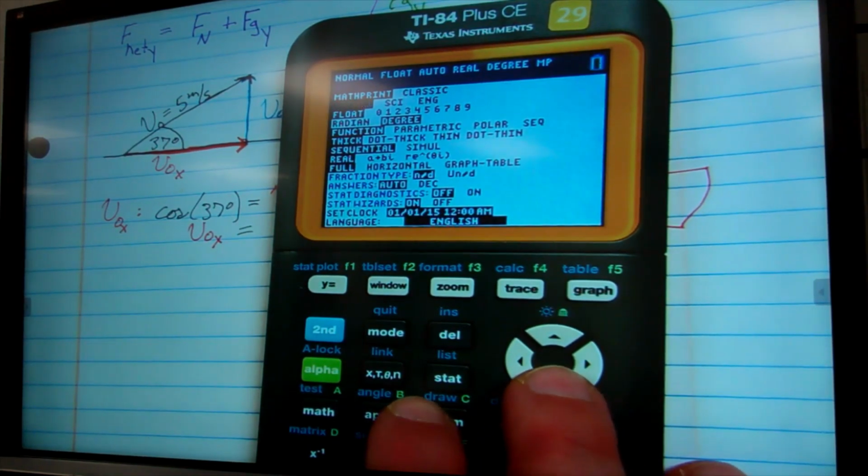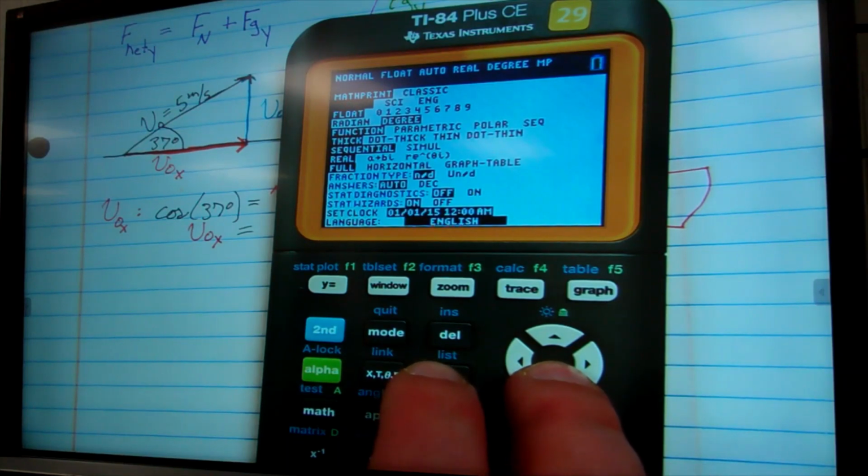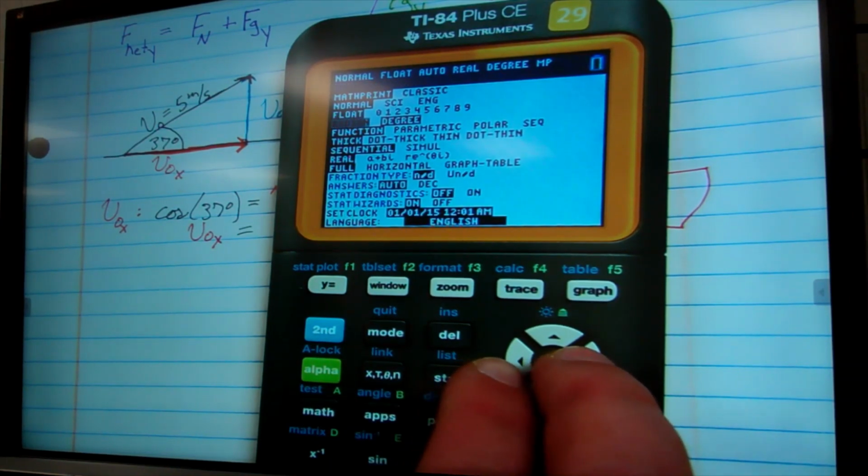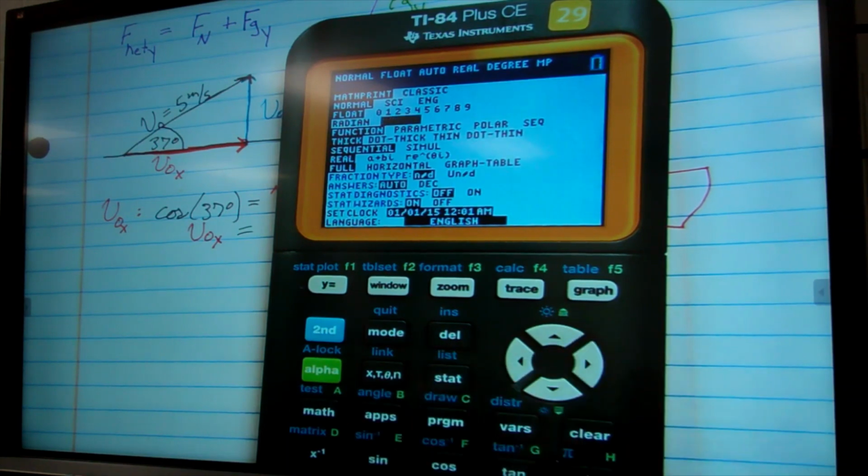Can I ask a question? Yeah. Would velocity initial y be 3.0092? I don't know, it's coming. But you go down here, if it's radian, it's highlighted there, you just go over to degree and hit enter. And it'll change it.